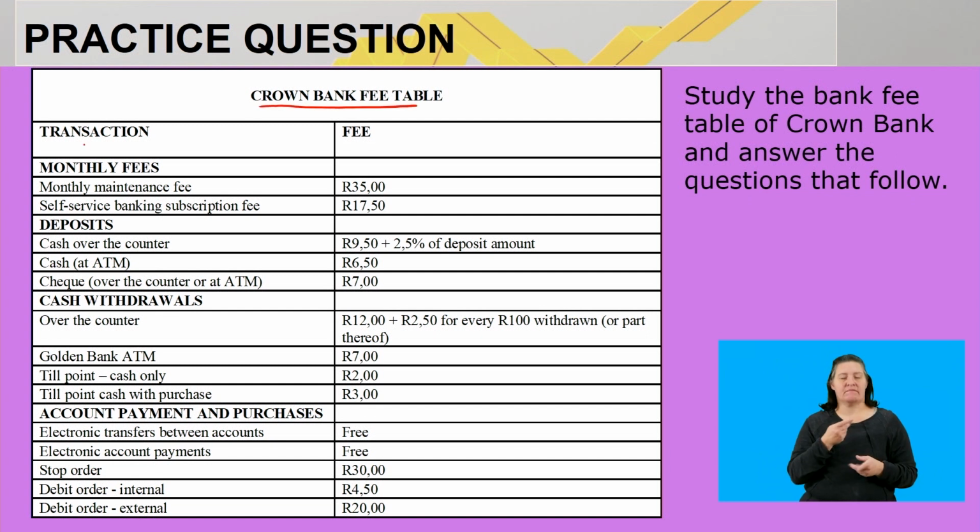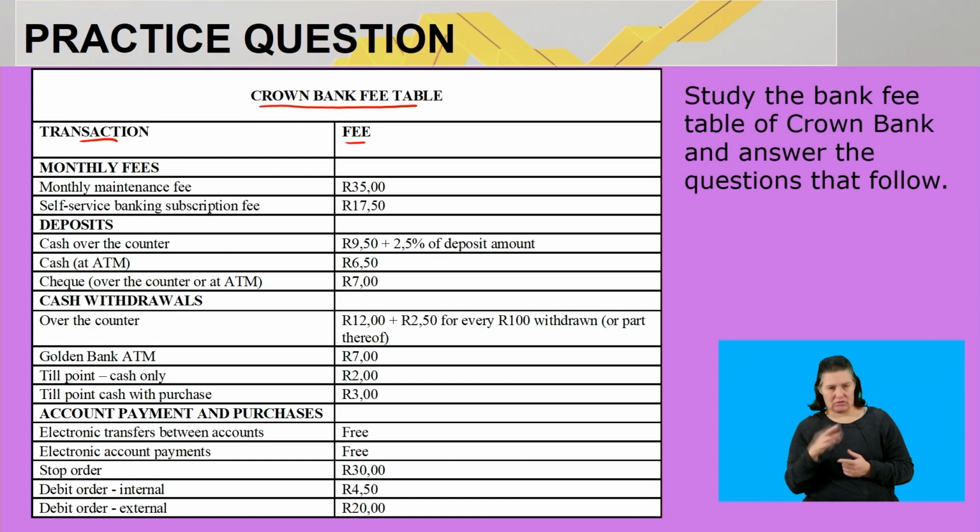Then we have our transaction and our fee structure. You can see we have our monthly fees and what they consist of: the monthly maintenance fee of 35 Rand and the self-service banking subscription fee of 17 Rand 50 cents. Then we have our deposits. Cash over the counter consists of 9 Rand 50 plus an additional 2.5% of the deposit amount. Cash at an ATM, they'll charge you 6 Rand 50. And a cheque over the counter or at an ATM will cost you 7 Rand.